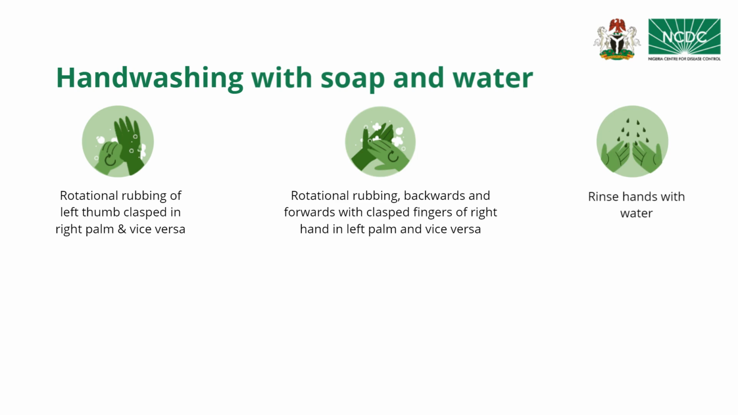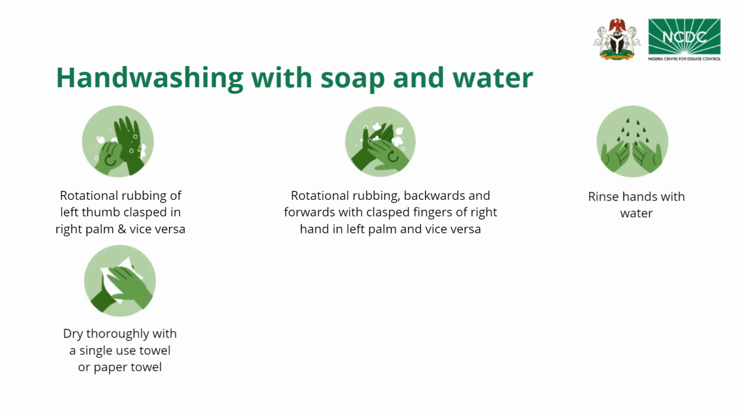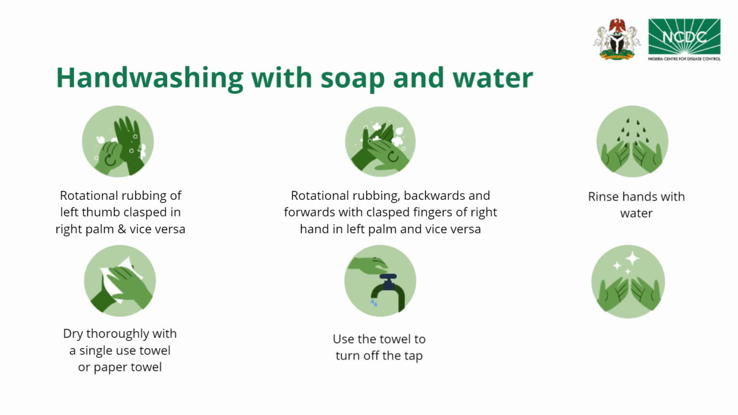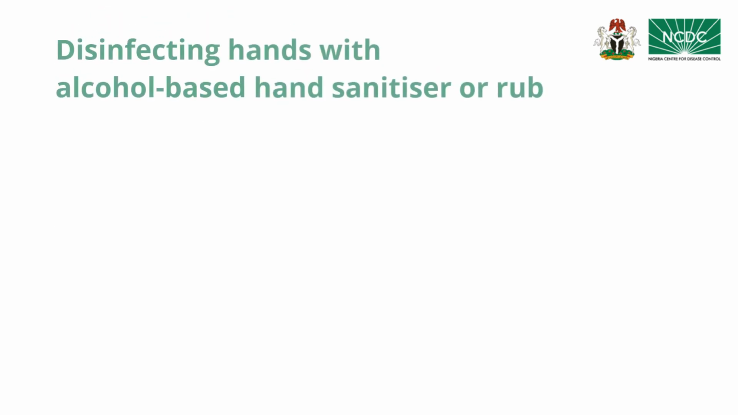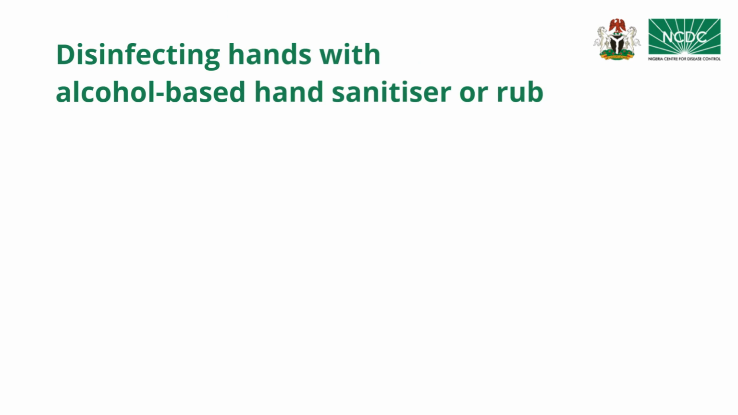Rinse your hands with water. Dry thoroughly with a single-use towel or paper towel. Use the towel to turn off the tap. Your hands are now safe. These steps should be taken when disinfecting hands with alcohol-based hand sanitizer or rub.